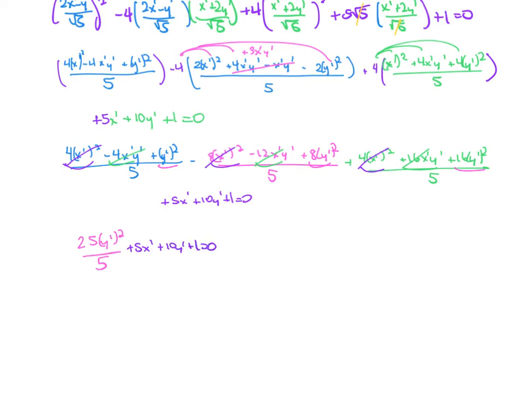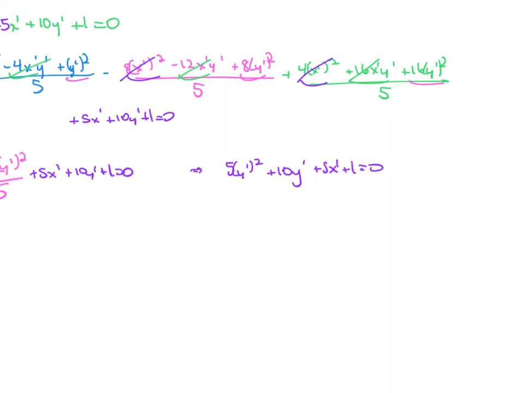Now continuing on, let's simplify this a little bit more. We have 5y' squared. I'm going to rewrite this. So I'm going to write my y' next to the y', 10y' plus 5x' plus 1 equals 0. So let's go ahead and move the x and the 1 to the other side. Okay, so now we're going to go ahead and complete the square. So get our standard form. So this is 5. Let's work with our y.